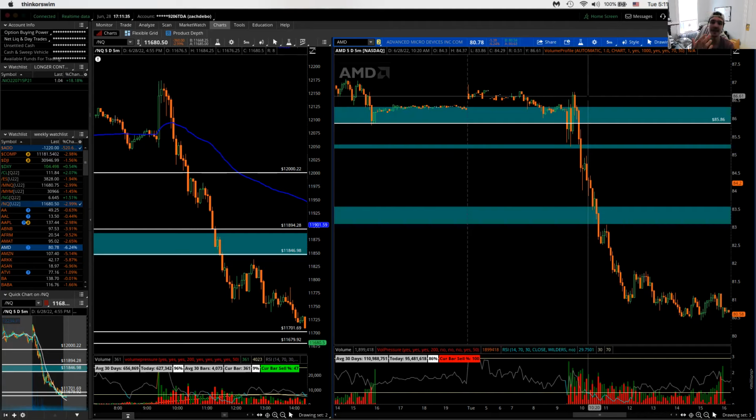So that means that as NASDAQ is rounding down, as it's starting its reversal coming down on the day, AMD is going to experience more selling pressure because it was already weak to begin with. So that's really important, right? So we're looking for this hard break at 85.86.